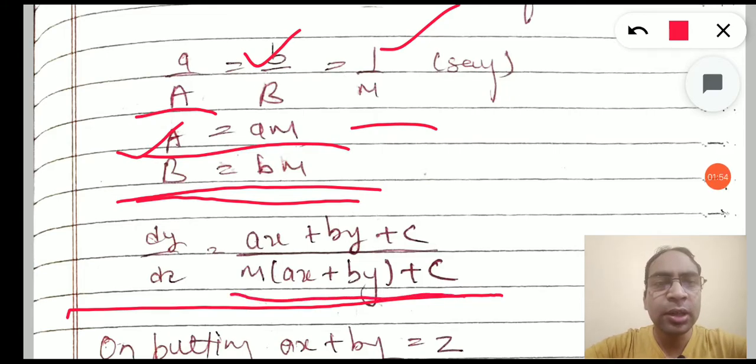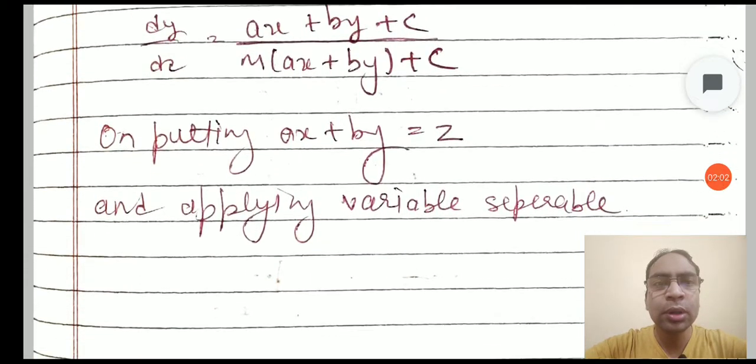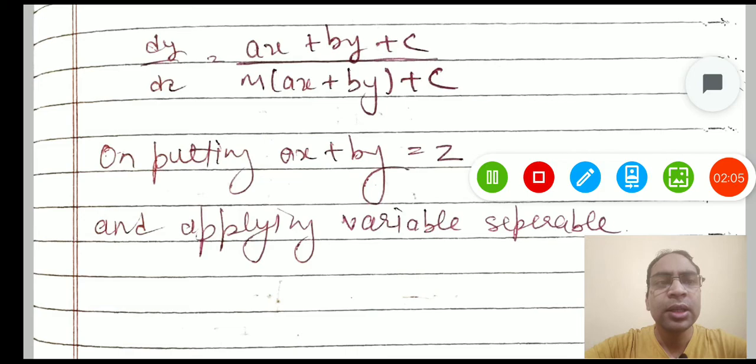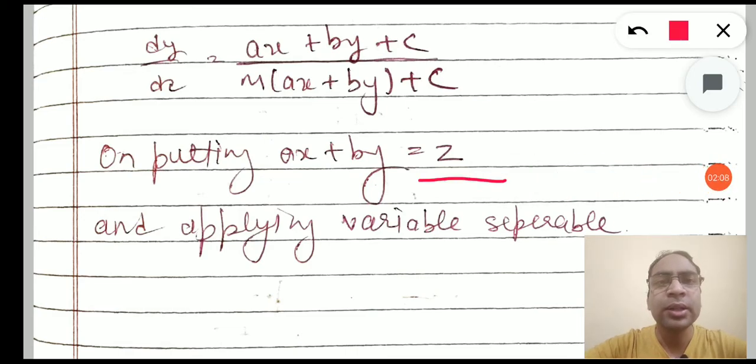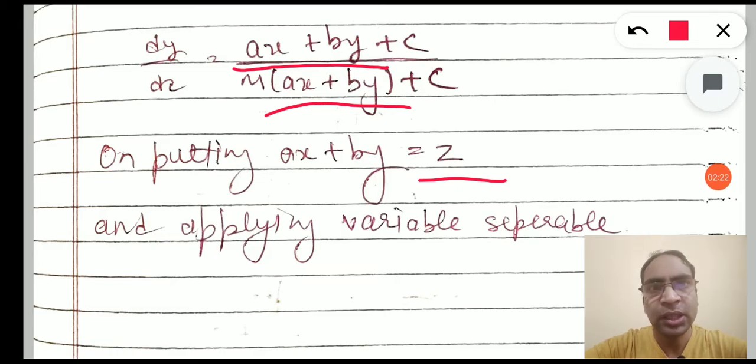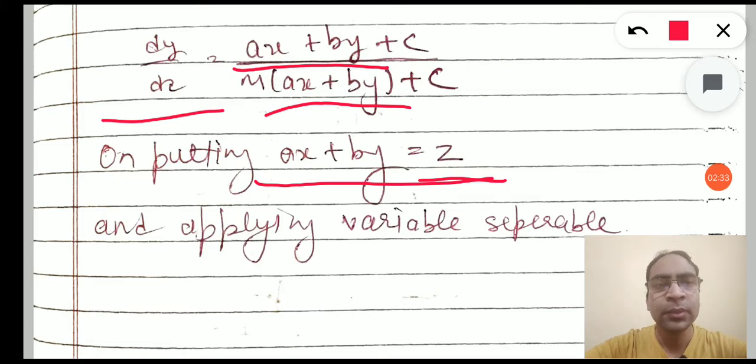Now you can see in the numerator this term ax plus by, and in the denominator this term ax plus by is the same. So now what we'll be doing is we'll put this ax plus by equal to another variable z. So this ax plus by will be replaced by z. So this will become z plus c in the numerator, and in the denominator this will become mz plus c. And obviously we'll have to replace this dy by dx by dz by dx. We will see this replacement can be obtained just by differentiating this substitution.